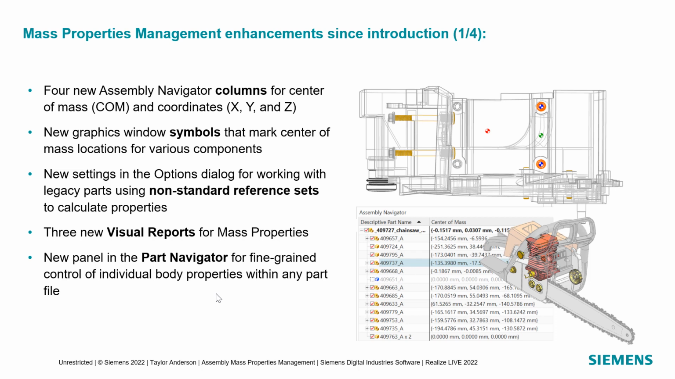We can assign materials and assert properties on each of those individual bodies and get a part level preview of exactly how that part is going to look and how it's going to roll up in larger assemblies, which is super, super handy at times.